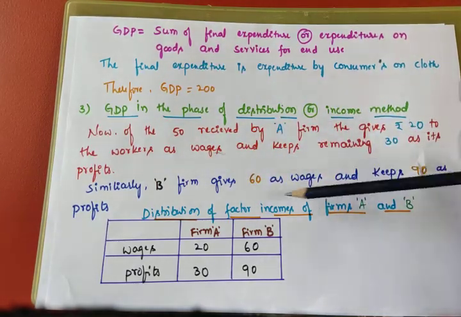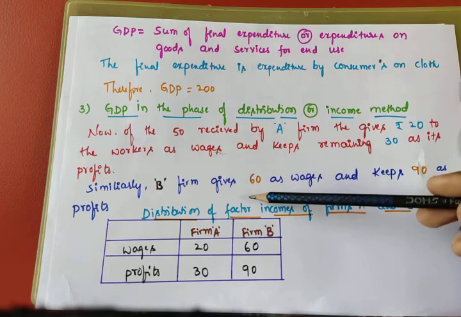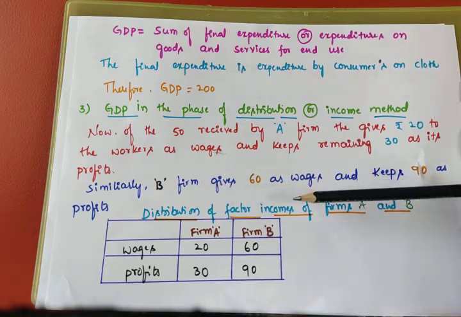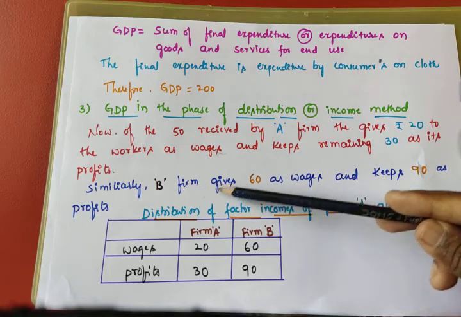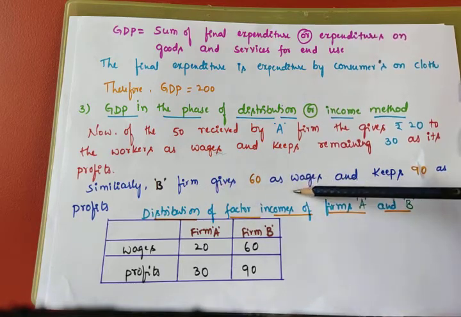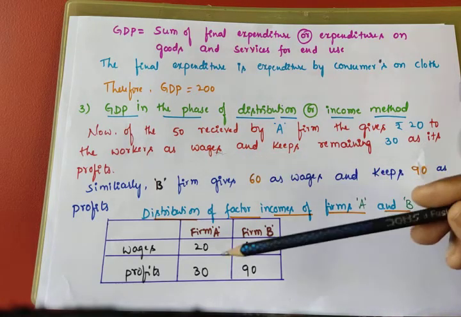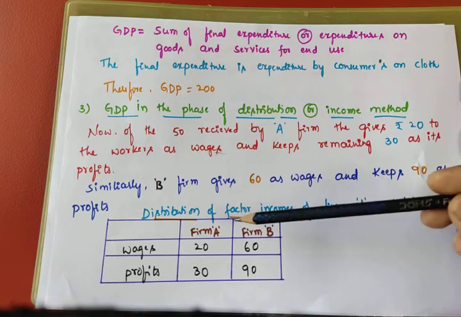Remaining how much? 30. So here the firm gives, just imagine, similarly firm B gives 60 as wages and keeps 90 as profit. Okay, because firm B's expenditure is how much? 150. That's why 60 plus 90, how much? 150.